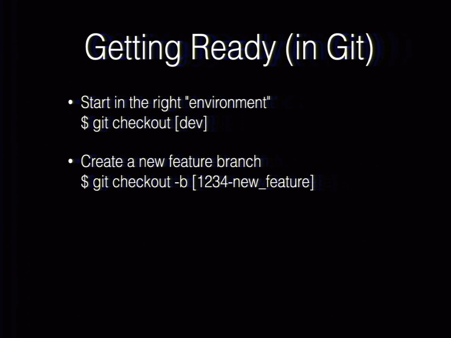So the first thing that we want to do when we're going to be taking things from a feature and putting them into the code base is get Git ready to actually receive that export from the database. So the first thing we're going to do is start in the right environment. Let's say, for example, that this is going to be a new feature. It's not a hot fix. It's not a fix off of staging or the production environment. We're going to start out in the development environment.